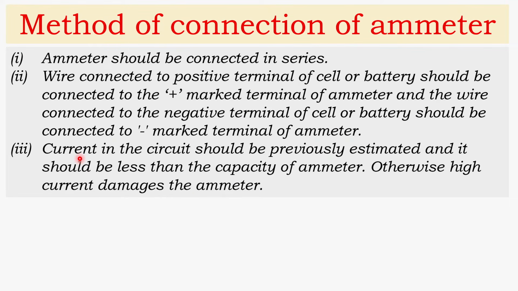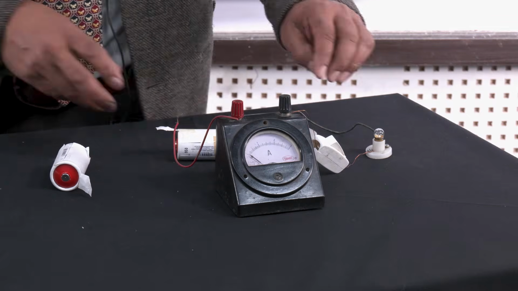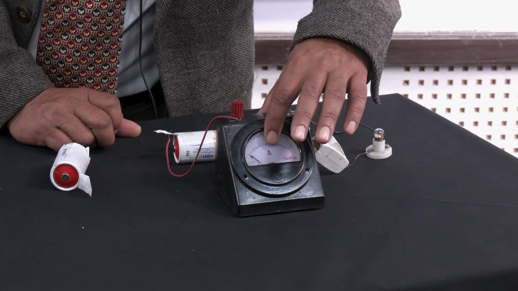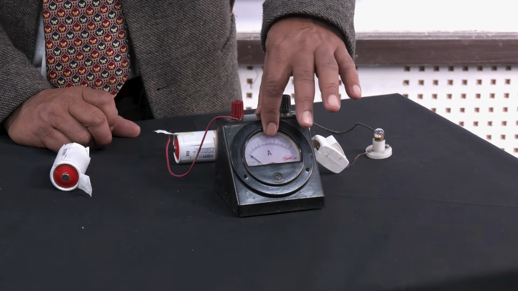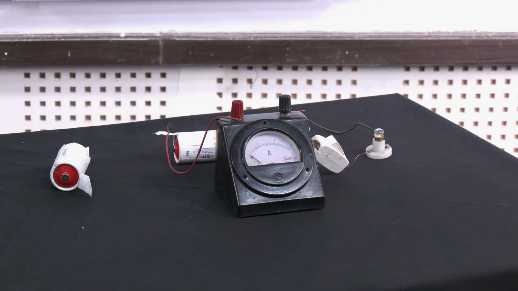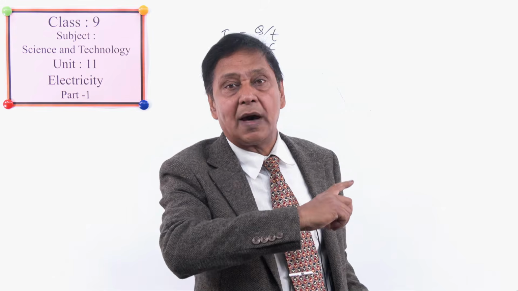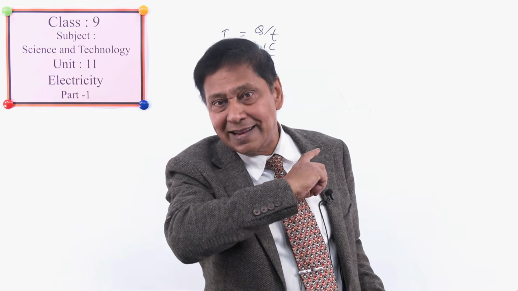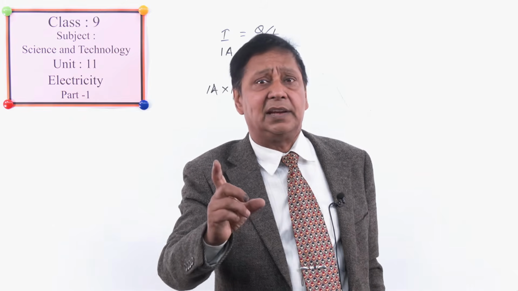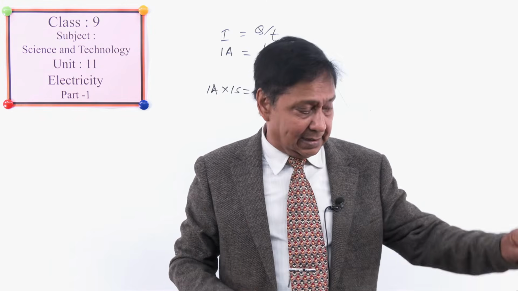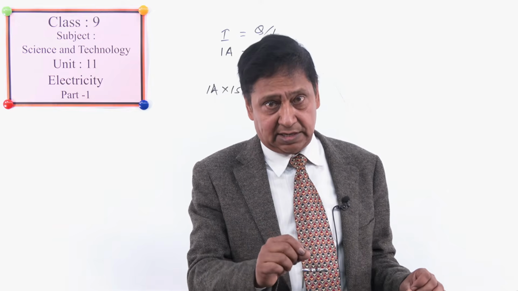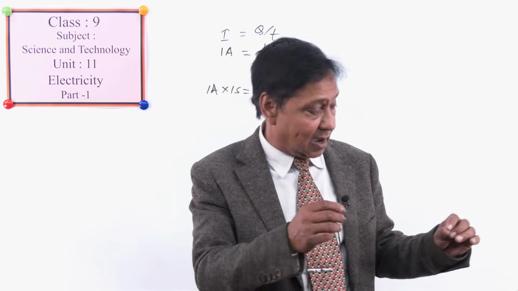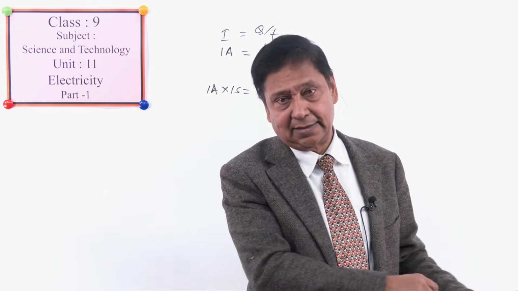Now point number 3, look at this. Current in the circuit should be previously estimated, and it should be less than the capacity of the ammeter. What does it mean? If the current flowing in this circuit is 5 ampere, but the capacity of the ammeter is only 2 or 3 ampere, then what can happen? Then the pointer of the ammeter moves faster and goes to the right hand corner and collides at a certain place, and mechanical damage may take place. That's why the current in the circuit should be previously estimated. The ammeter's capacity should be more than the current which really flows through the circuit.